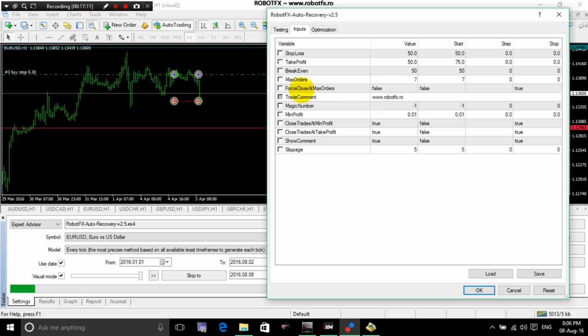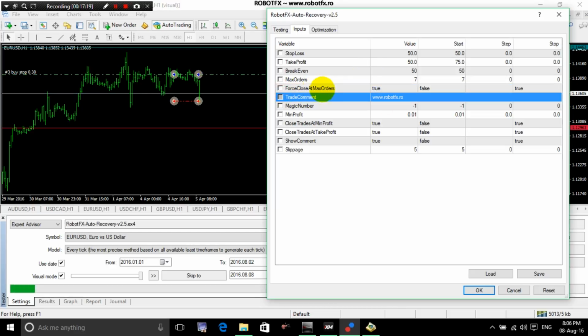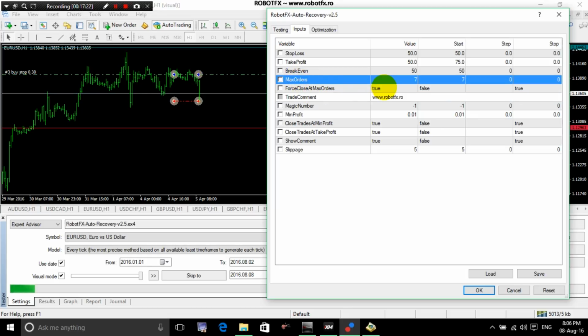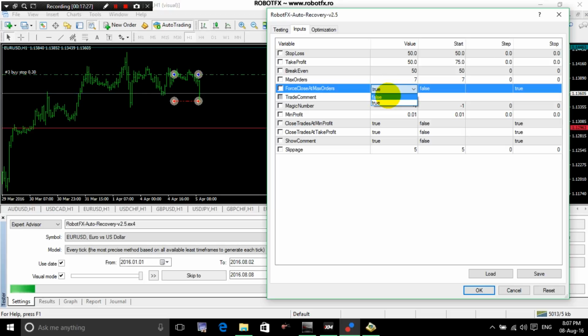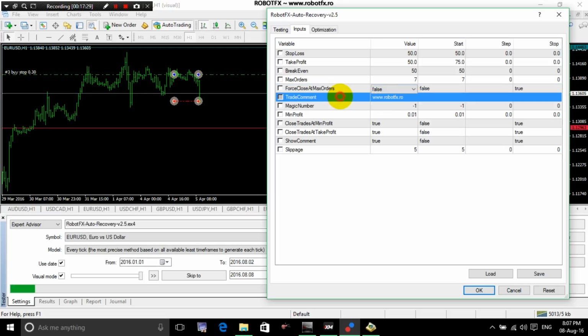Now, next, you have force close at max orders. You can instruct the expert advisor to close all the open trades once it reaches max orders, the maximum number of orders allowed to open. But mind that if you set it to true, you will close them in loss, or not you, the expert advisor. You will lose some money. Trade comment. If you want to better monitor the trades managed by this expert advisor, use any trade comment you want.